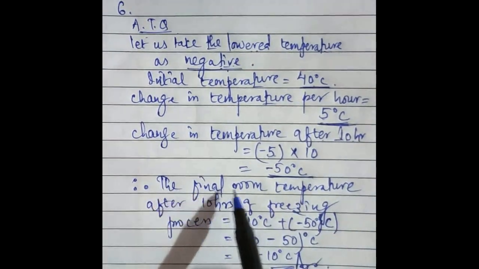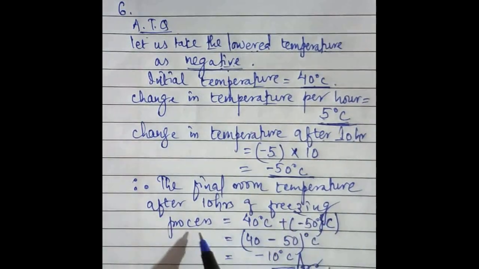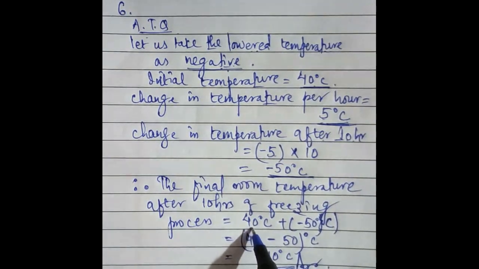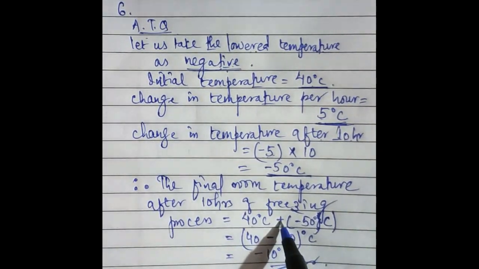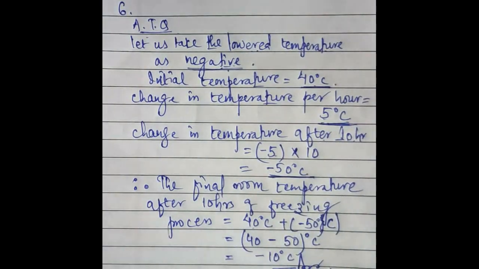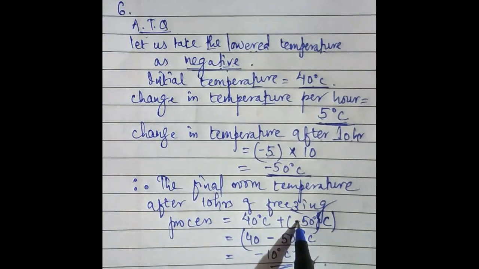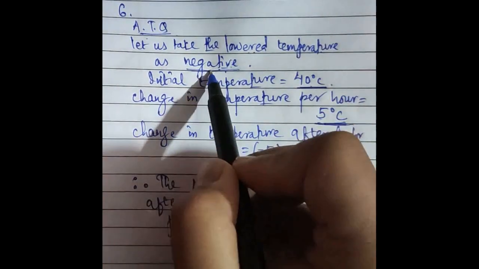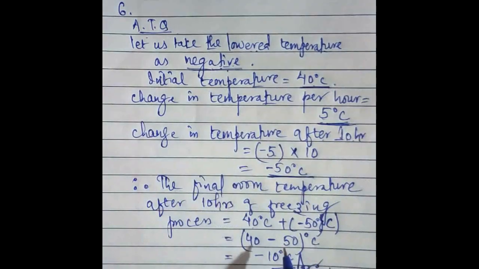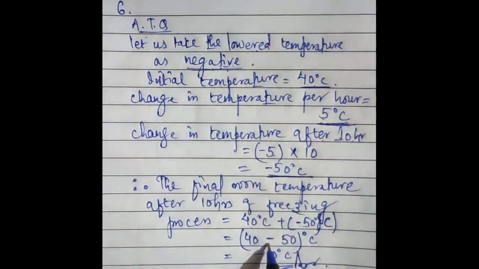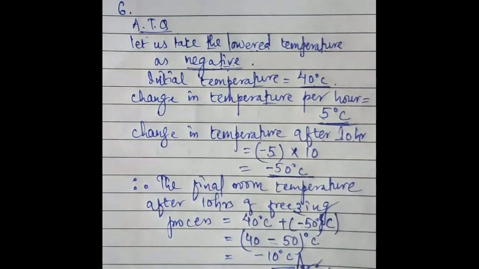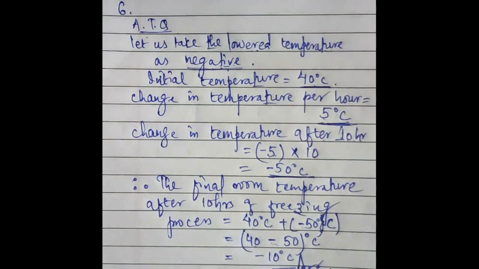So the final temperature after 10 hours of the freezing process is equal to 40 degrees Celsius plus, since we are calculating the total after 10 hours, plus minus 50, because it is lower temperature which we are representing in negative form, minus 50 degrees Celsius. 40 minus 50, plus minus minus. So this is your answer. I hope you are clear again. Let us move on to the next question.